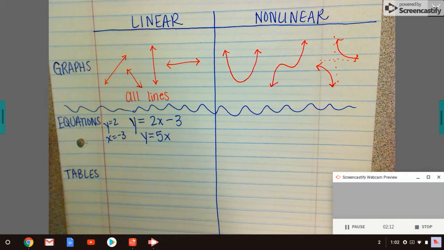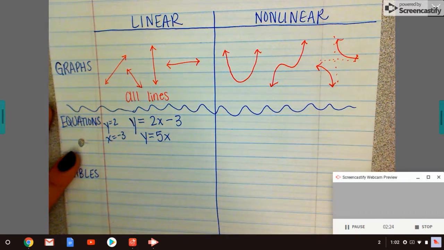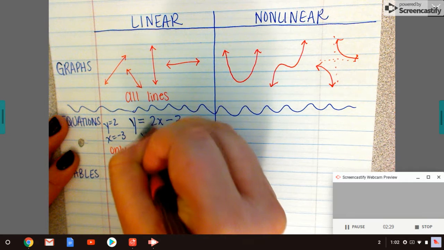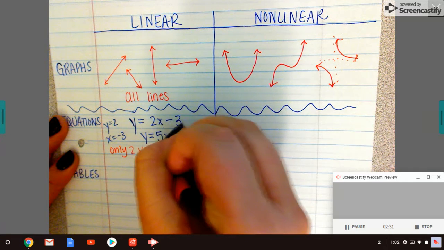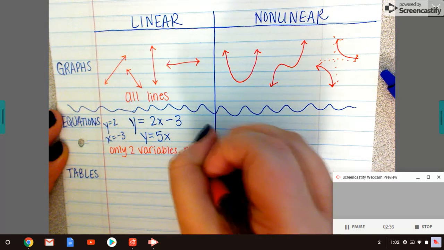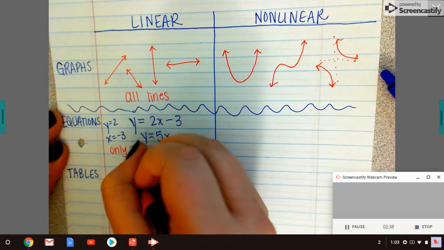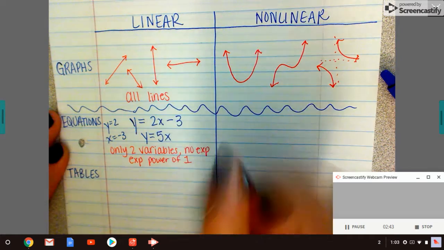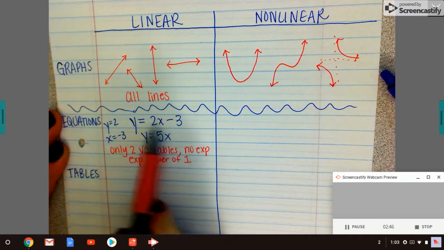So all of these are examples of equations. The main thing to notice, though, is that all of them have only two variables, and that they're all to the first power, the power of 1. There's no exponents. So let's say only two variables and no exponents, or an exponent power of 1. So notice that this one has x to the first, so we didn't even write it.